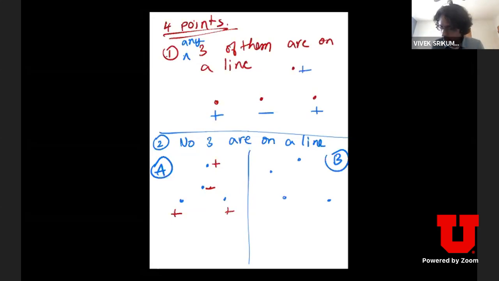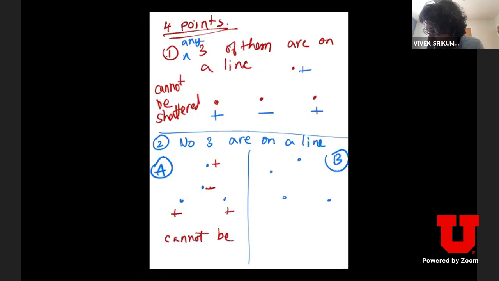So in that case, let's write this down. This cannot be shattered. This also cannot be shattered. So remember, this is where it gets confusing. To show that this set cannot be shattered, all you need is one counterexample, one labeling that is going to fail.